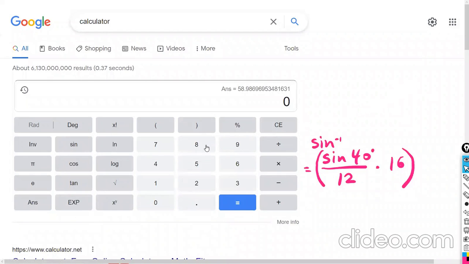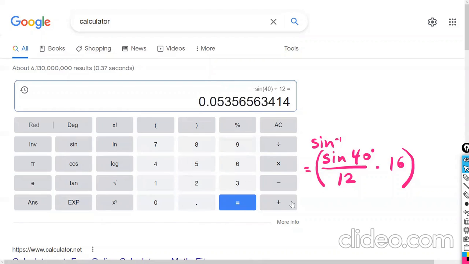So some calculators work a little differently. This is the Google calculator. I'm going to evaluate this part in parentheses. Okay, make sure it's set to degrees. See, the degrees is in boldface here and not the radians. So I'll do sine of 40 divided by 12. Sine of 40, close the parentheses, divided by 12, hit equals, and then times 16.